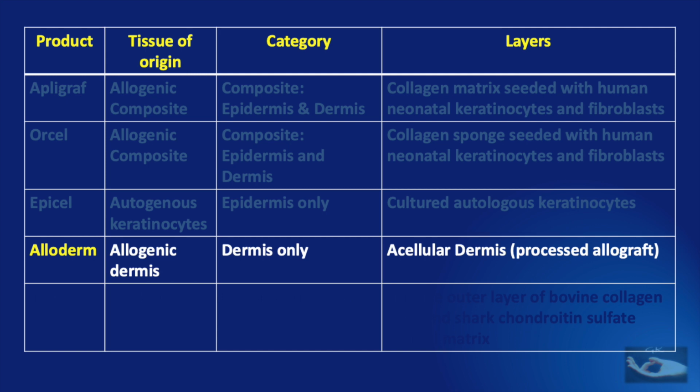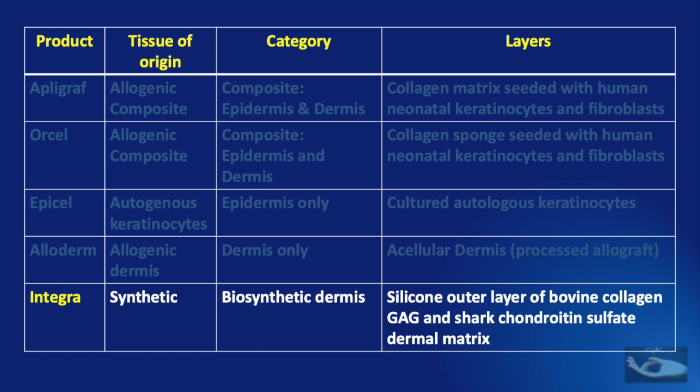Alloderm consists of allogenic dermis, so it contains only dermis. It is a processed allograft consisting only of acellular dermis. Integra is partly synthetic tissue. It has a silicone outer layer and a layer of bovine collagen glycosaminoglycans and shark chondroitin sulfate dermal matrix.